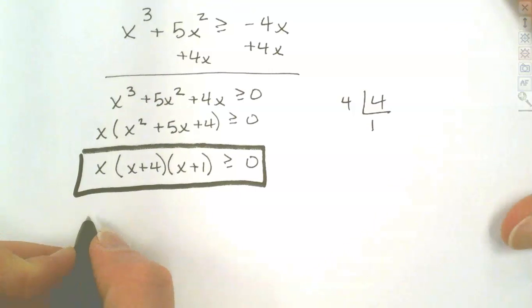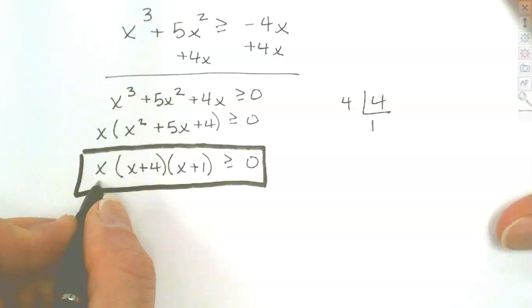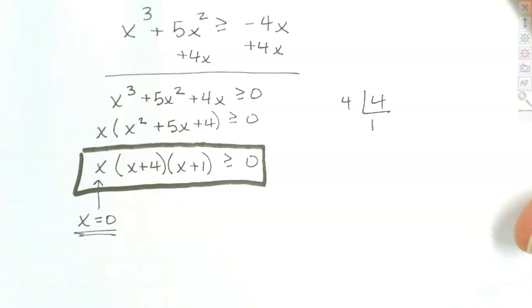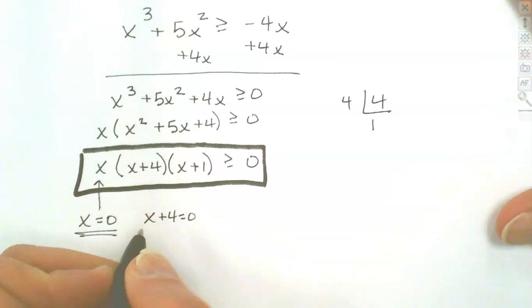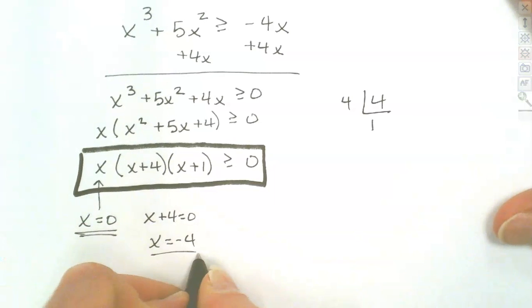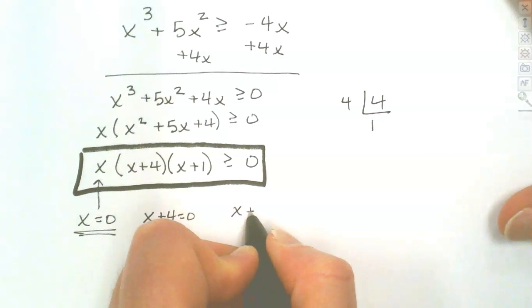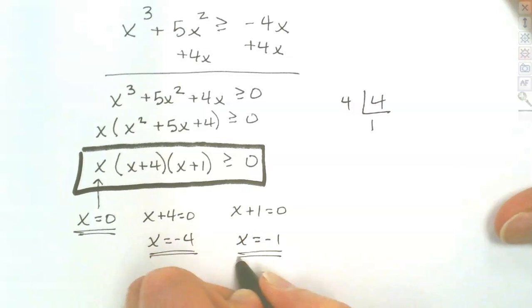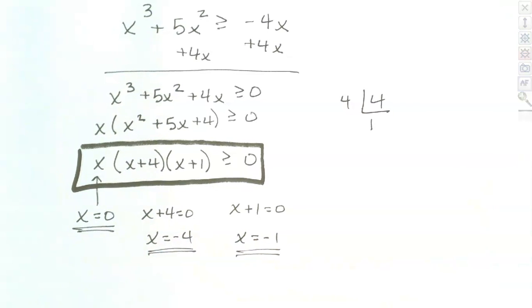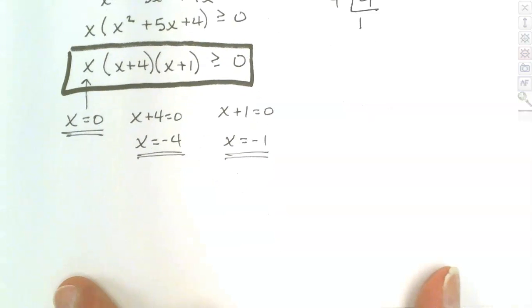Well, one of them is x equals 0, because it came from the x that we factored out. Then we've got x plus 4 equals 0, so x equals a negative 4. Then we've got x plus 1 equals 0. So that gave me the negative 1. So those are now going to be my 3 critical points.